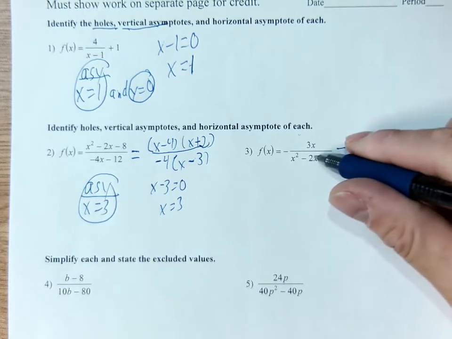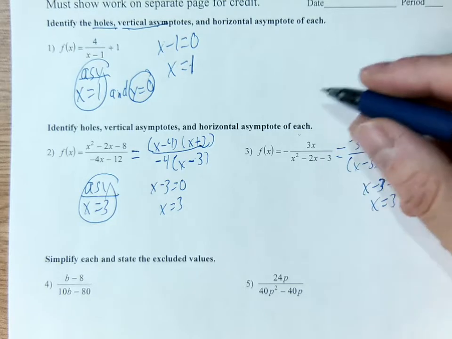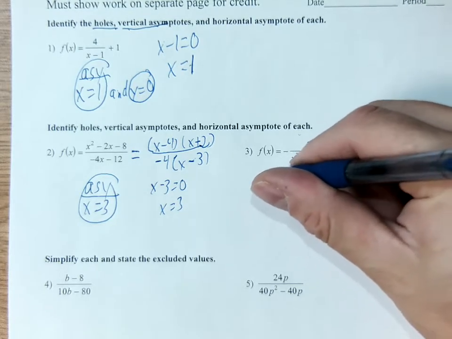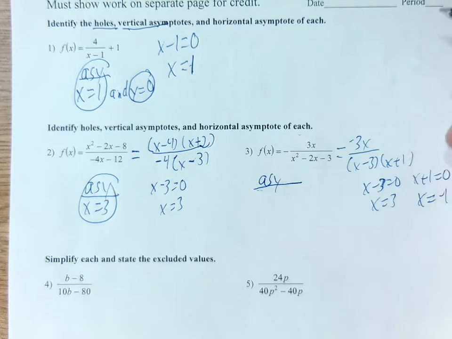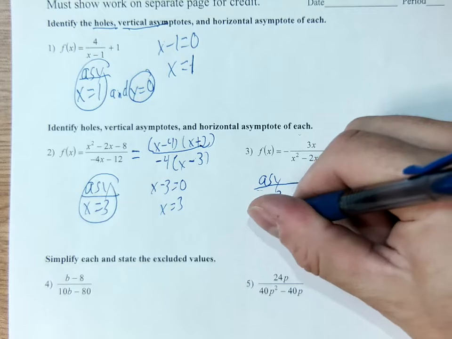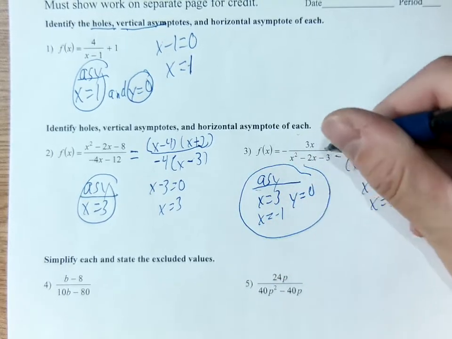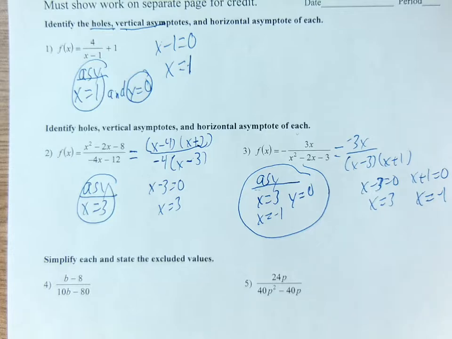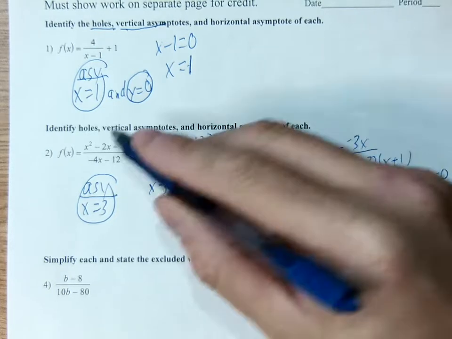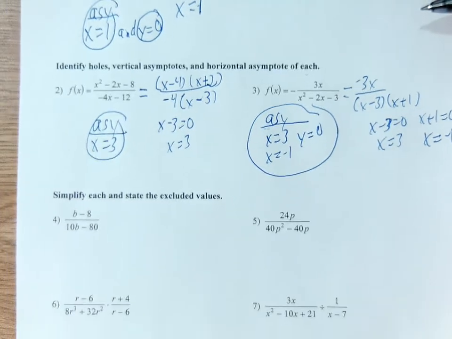And then also the denominator has a higher degree than the numerator. So that means my horizontal asymptote exists at y equals 0. So this has 3 asymptotes: x equals 3, x equals negative 1, and y equals 0. Remember, if one of these had canceled, it'd be a hole instead of an asymptote, like we talked about during the lessons. State the excluded values.